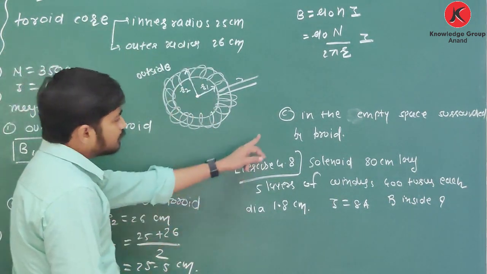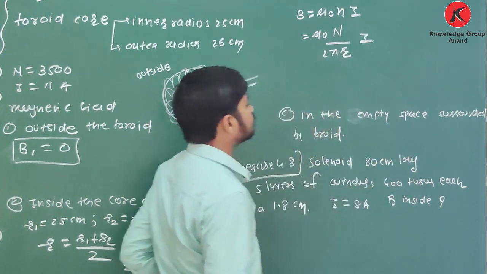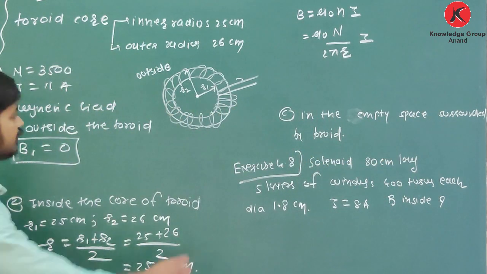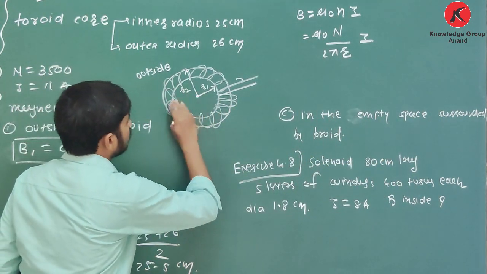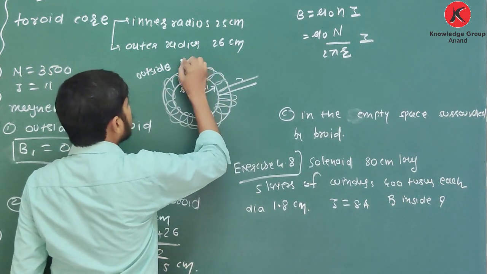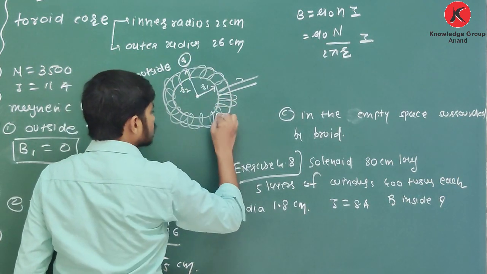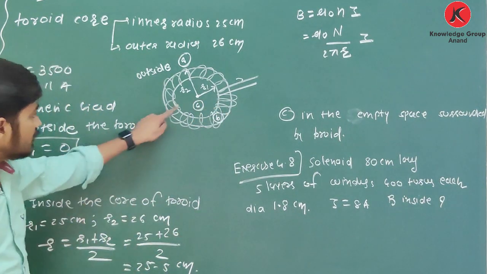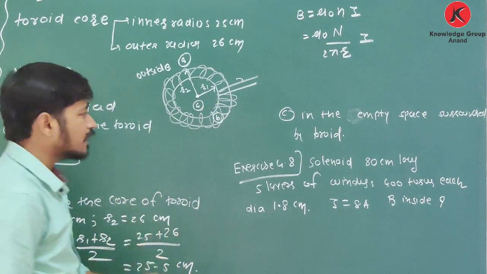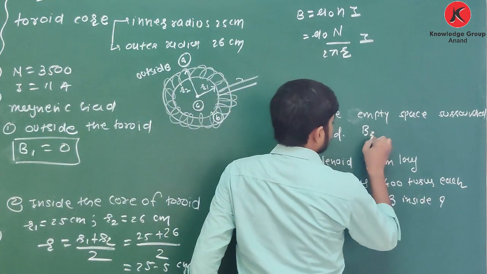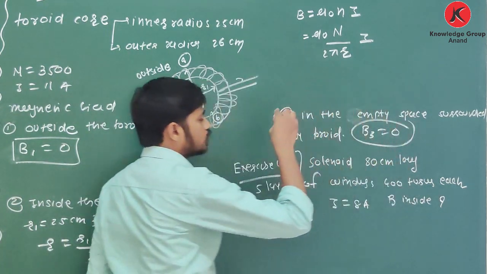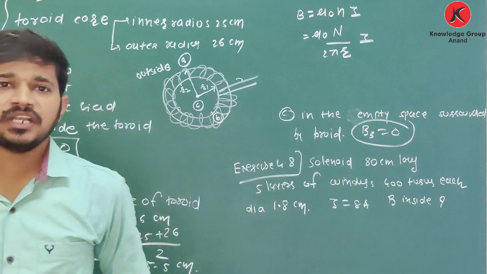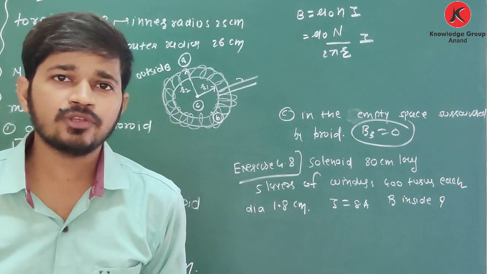Third question, question number C: in the empty space surrounded by the toroid, means in this region. Here it is question number A, here it is question number B, and here it is question number C. In this region, what is the magnetic field? In this region, magnetic field B3 is equal to 0. Clear about this?